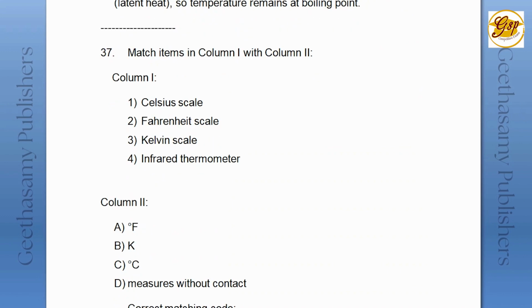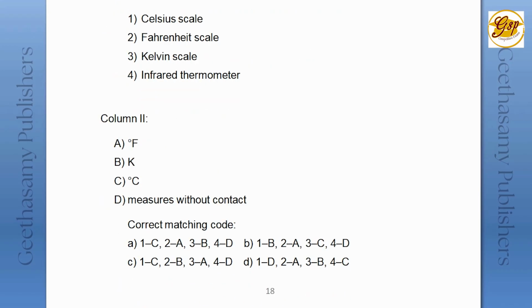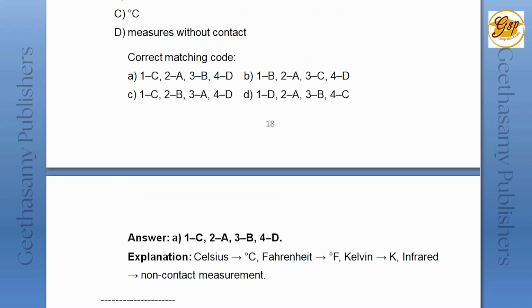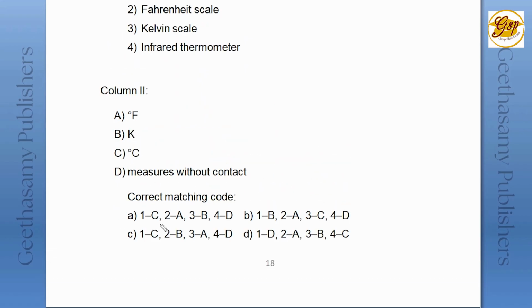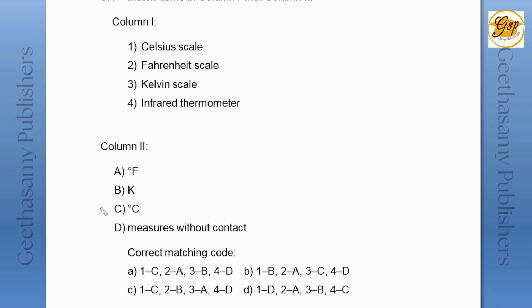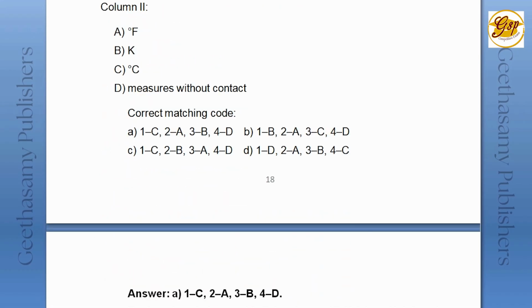And 37th question. Match item 1 with item 2. Celsius scale, Fahrenheit, Kelvin, infrared, with K, F, K, C, and measures without contact. So the correct answer is: 1 matches C, that is Celsius, Fahrenheit matches F, Kelvin matches K, and infrared matches measures without contact. So A is the answer.